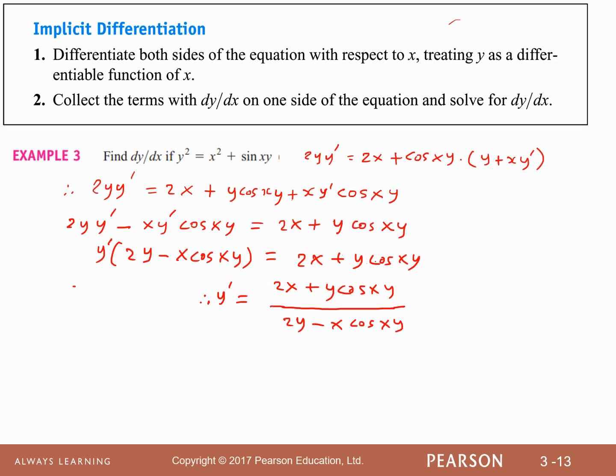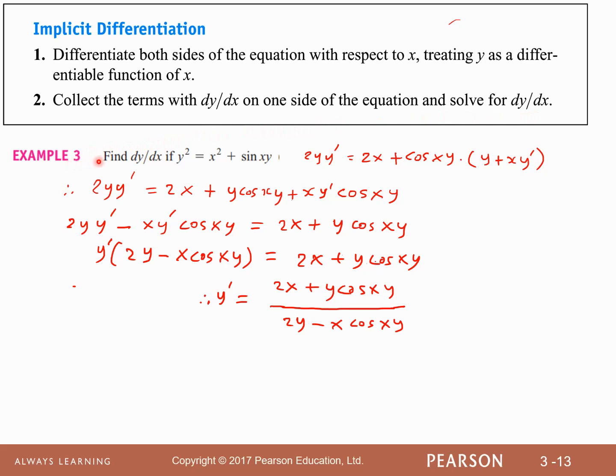It's time now to call the derivative we've been doing for a long time implicit differentiation, which we called differentiate from outside and then multiply by the derivative of the inside. From now on we will call it implicit differentiation. We have to differentiate both sides of the equation with respect to x, treating y as a differentiable function of x. And then after that, we're going to collect the terms with dy by dx on one side of the equation and solve for dy by dx. Let's take a look at the example here.